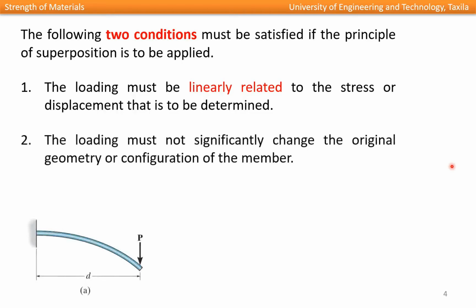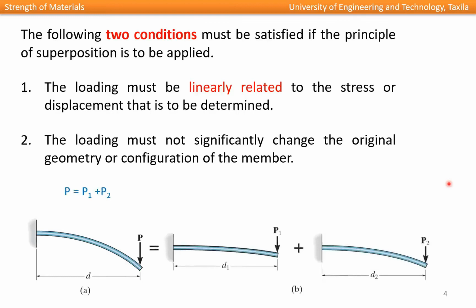The stress is directly proportional to strain. The second condition to be fulfilled is that the loading must not significantly change the original geometry or configuration of the member. It means that if we consider this diagram, here a point load is acting at the end of this cantilever beam and it is producing this much deformation. Using the law of superposition, we can divide this load P into P1 and P2, and separately apply P1 and P2 to the same structure, and find out the resulting moment or deflection due to these individual loads.